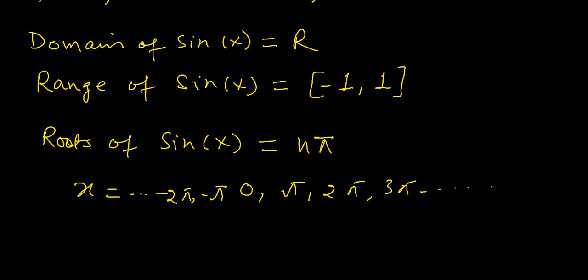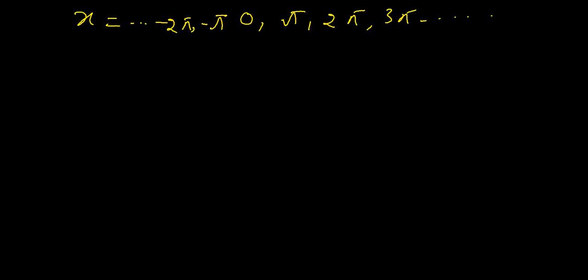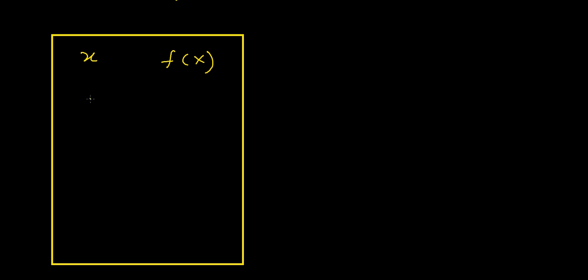So let us make a T chart where we can find the coordinates of x and y, and we can finally plot it on a grid and get the graph of sin x. Let us take a few values of sin x here. So let x, and this is f of x.